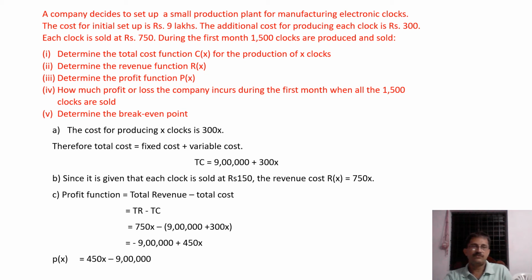Revenue function. What is revenue function? A clock is sold for one piece 750 rupees. For X number it is 750 into X. So that is revenue function. Then profit function, total revenue minus total cost is profit. So 750X is total revenue, total cost is 9 lakh plus 300X. So it is minus 9 lakh plus 450X. So profit function is 450X minus 9 lakh.